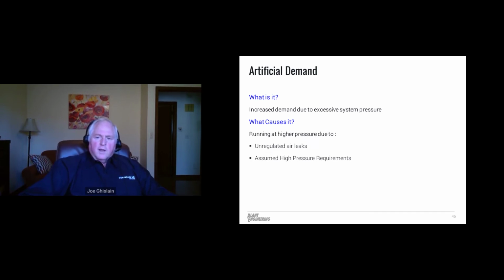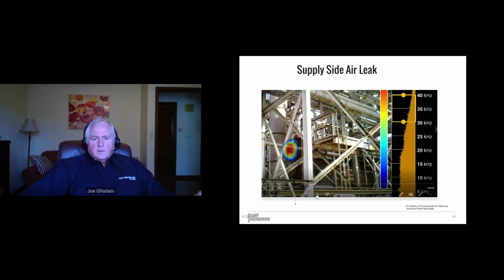So artificial demand is I've got to run those compressors so much more because I'm leaking. And what do leaks do? They lower the pressure. So what do I have to do? I have to raise the pressure back up again. To do that, I've got to put on more compressors, more horsepower. So a supply side air leak, this is just an example of a picture of one. There are many ways of detecting it. This one shows a picture indicating what that is, on a location for it.